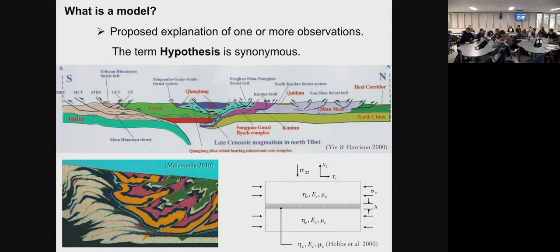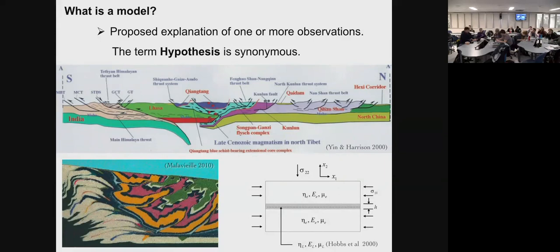Interchangeably, we could use hypothesis for this. So the geological model that you see here, the cross-section, is a representation of a lot of elements that are not directly observed. For example, the Indian lower lithosphere subducting underneath southern Tibet is an interpretation based on some geophysical data, but no one has been able to put their finger on it directly.